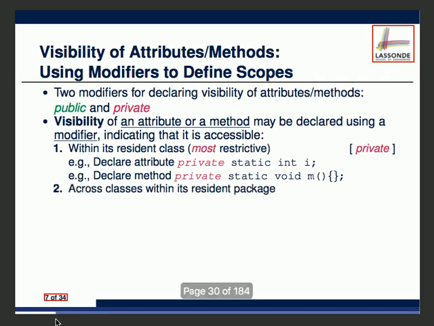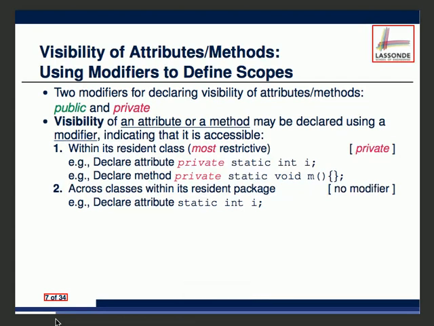Okay. Now, second one, you can access a particular class within the same package. So that's kind of the default, no modifier. If I say static int i, no public, no private, that's kind of the middle level. Or I can say static void m, that's also middle level. I'm going to show it to you.